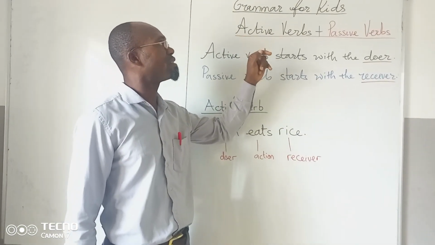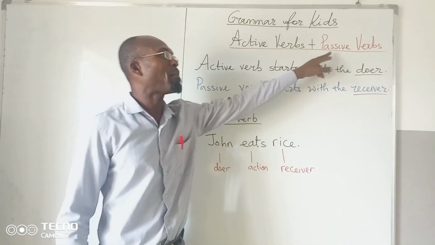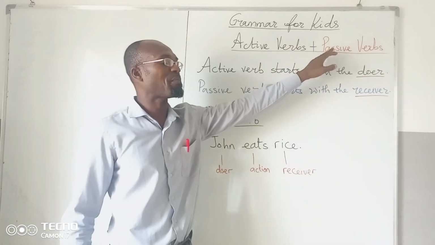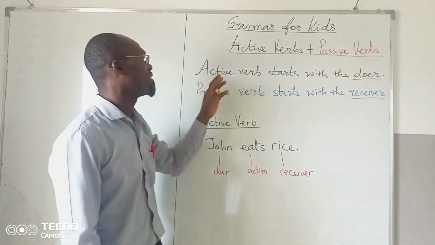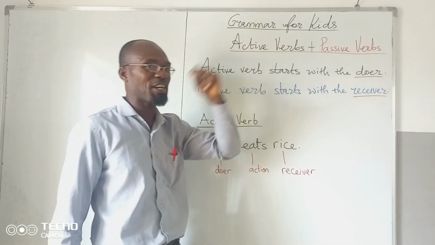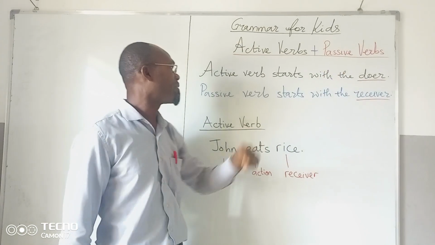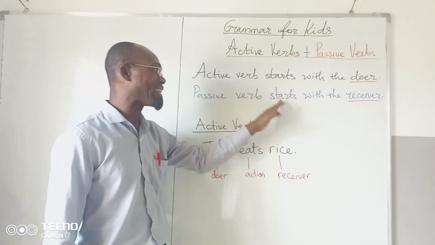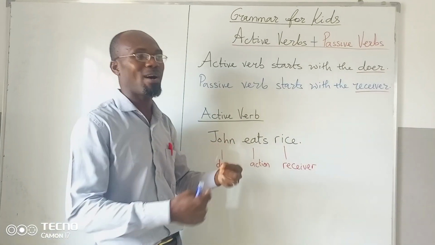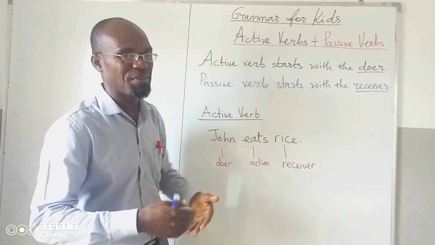Grammar for kids. We'll be looking at active verbs and passive verbs. Active verb starts with the doer. Let's take note: active verb starts with the doer, while passive verb starts with the receiver. Here I'll be explaining how to convert the active verb to the passive verb.